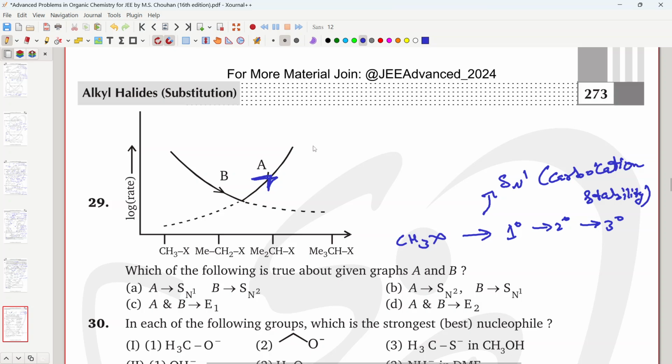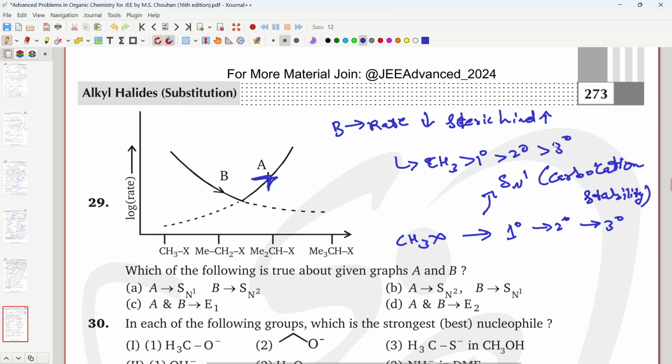As the rate decreases, steric hindrance increases, which also corresponds with CH3 greater than primary, greater than secondary, greater than tertiary, which is SN2. Right? So the answer is option A.